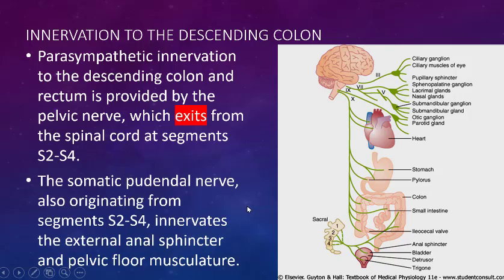The somatic pudendal nerve also originates from segments S2 to S4 and innervates the external anal sphincter and pelvic floor musculature. So here the pudendal nerve also arises from S2 to S4, and it supplies the external anal sphincter and the muscles of the pelvic floor.